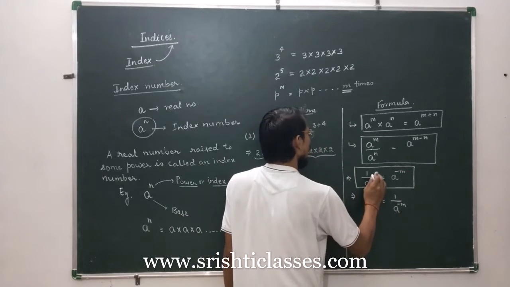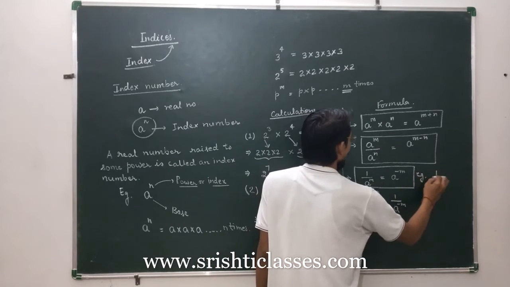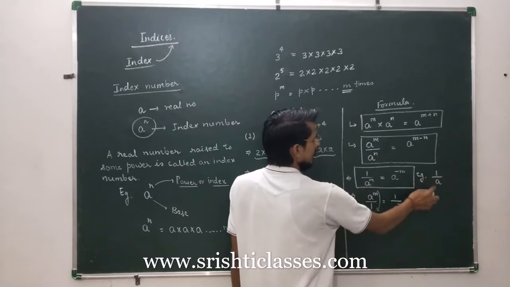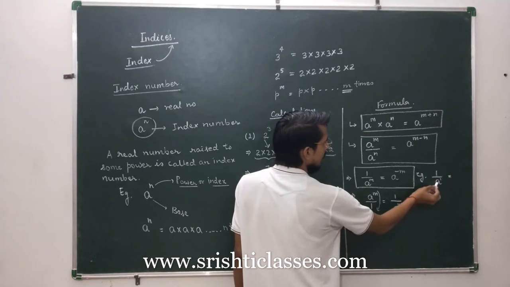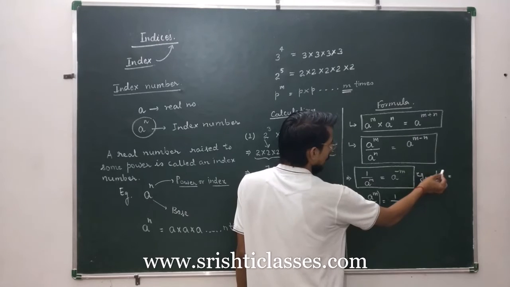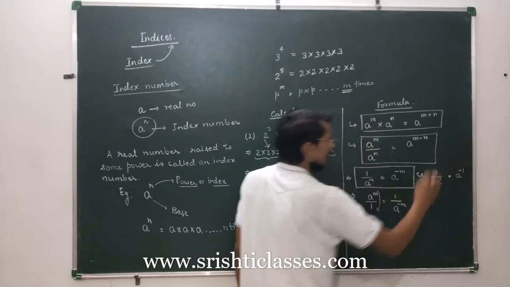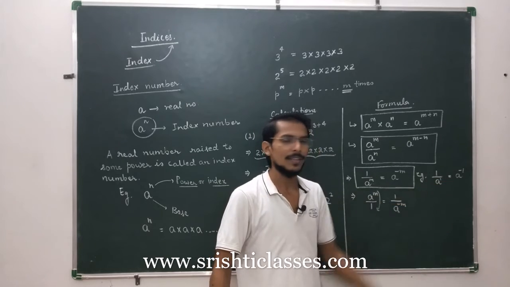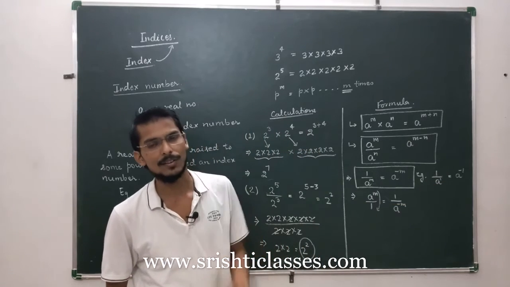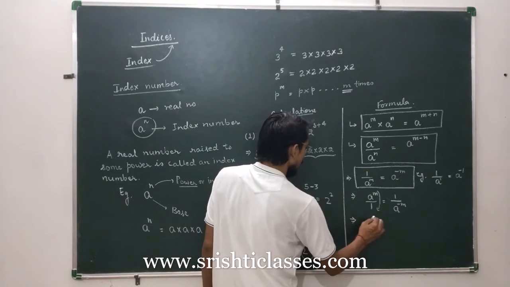This is another formula. As for example, if somebody writes 1 by a, this means here the power of a is 1. So if you write this in index form, it means this a to the power 1 is moved to the numerator, then it will be a raised to the power minus 1. Okay, because if there is no power in the expression, it means the power is 1. Okay.